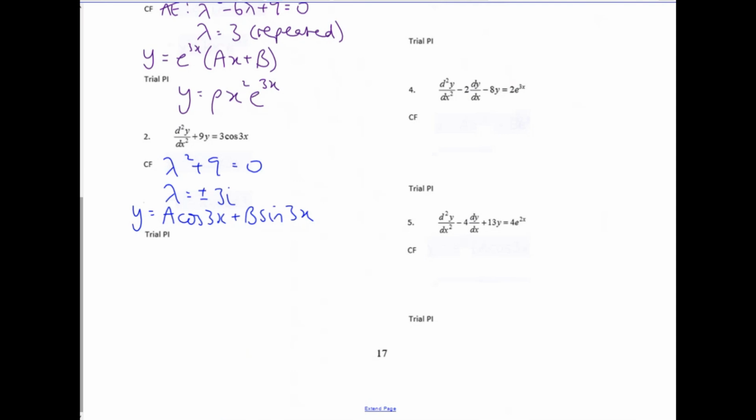Now, usually for this form, 3 cos 3x, your particular integral would be y equals p cos 3x plus q sine 3x. But we can't do that in this case because that is basically the same as our complementary function. So I'm going to times it by x. So we've got px cos 3x plus qx sine 3x, and then you try that.